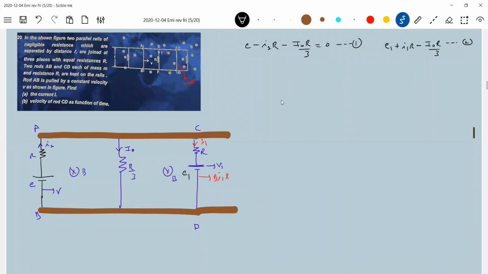What is our question? Find the current I, meaning the current through the rod EF. Later on I'll replace it. Let me calculate I naught first. We need an expression for the current through the branch EF and the velocity of the rod CD, that is V1. That's what we have to find here. So let's write the KCL equation: I2 is equal to I naught plus I1. Solving 1, 2, 3, we should get the expression for the velocity and the current. First we have to calculate I1 and I2. Once you know I1 and I2, then we can get I naught.